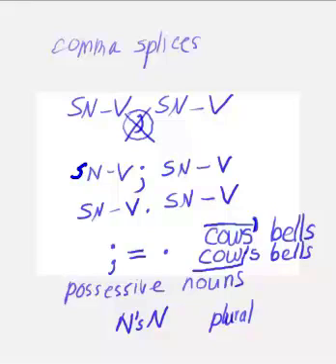Comma splice, remember, if you're feeling like you want to use a comma because they're closely related, use your semicolon. If they're not closely related, use a period. And remember, a semicolon is the same thing as a period. But you can't have a subject, noun, verb, and then comma, subject, noun, verb. That is a big no-no. Those are really the only two errors I've seen.